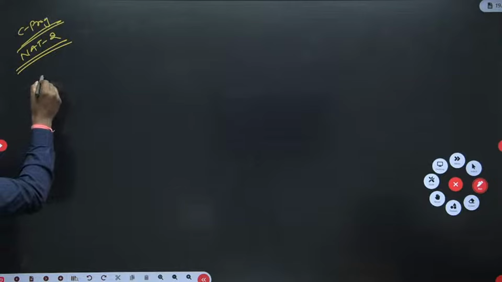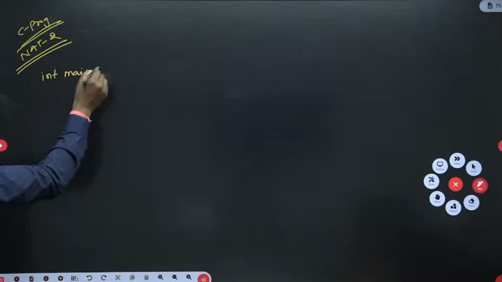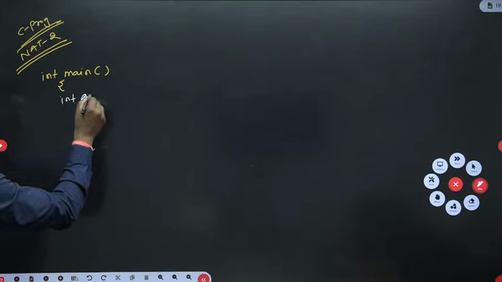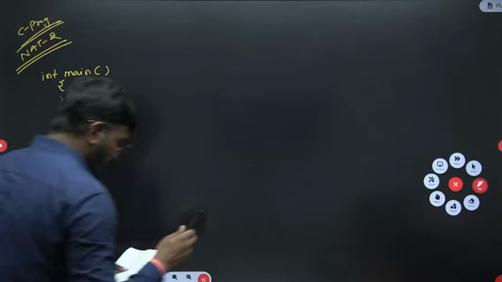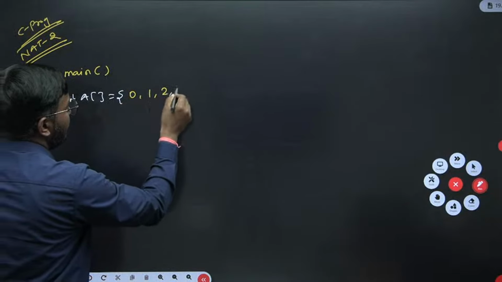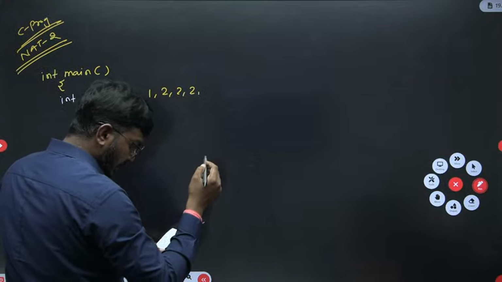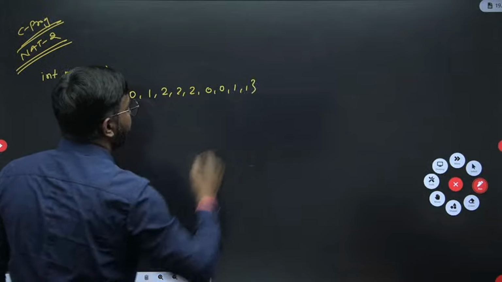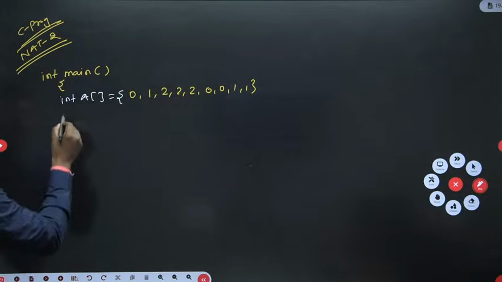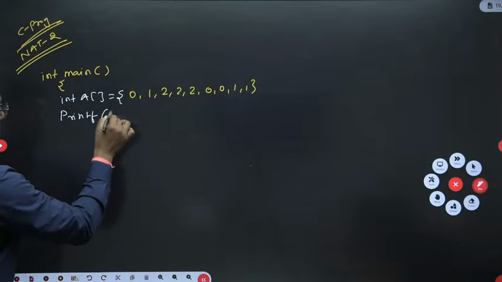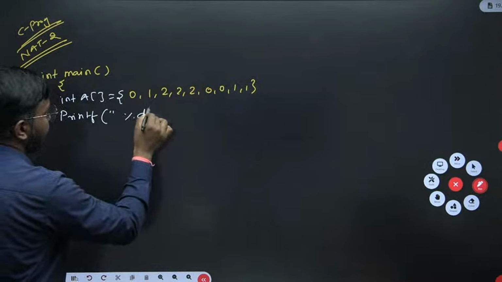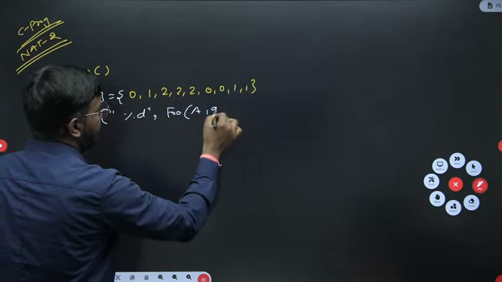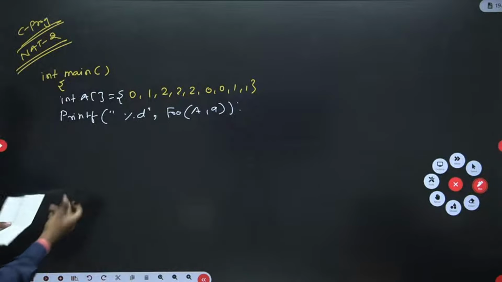Here we are given int main. We are given one array, int A, and the elements of this array are 0, 1, 2, 2, 2, 0, 0, 1, 1, 0, 0, 1 and 1. Now we have one more printf function: printf("%d", foo(A, 9)). Then we have return 0.